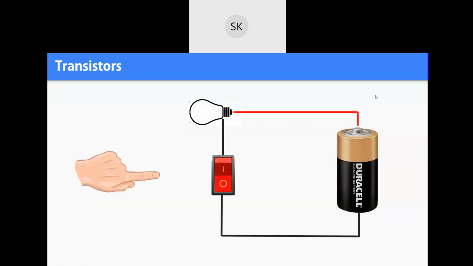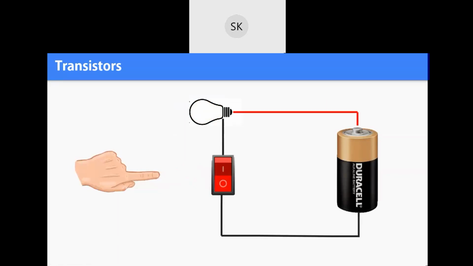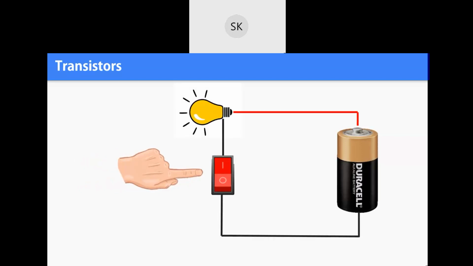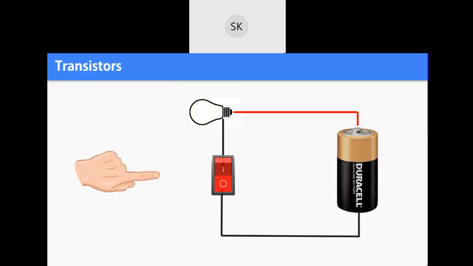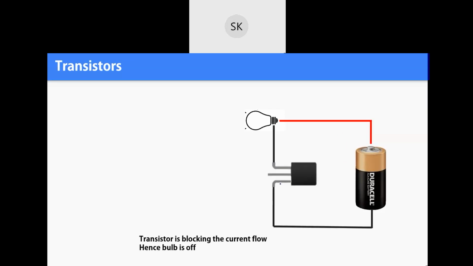Okay, so consider a scenario. If we have to glow a bulb with a cell, what do we need to do? Obviously we need to turn on the switch. When the switch is turned on, the bulb will glow. When the switch is turned off, the bulb will go off. On, off, on, off. But it requires manual operation, because there must be someone turning that switch on and off. So if we have to make it automatic, that's why we use a transistor. In this circuit we replace this switch with a transistor. Okay, we have replaced this switch with the transistor.